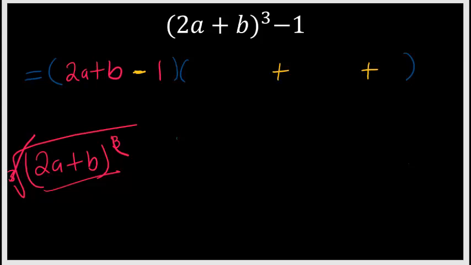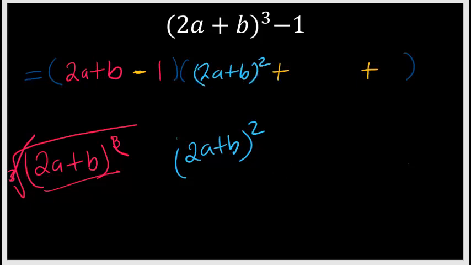Now, in our second bracket, we are going to say (2a plus b) squared. That's going to be our first one. So I'm just going to write it as it is without expanding it yet. And then our middle term is going to be (2a plus b) times 1. Just like that. And that leaves us with 2a plus b. Anything times 1, easy, right? And then lastly, we're going to have 1 squared, which is 1.